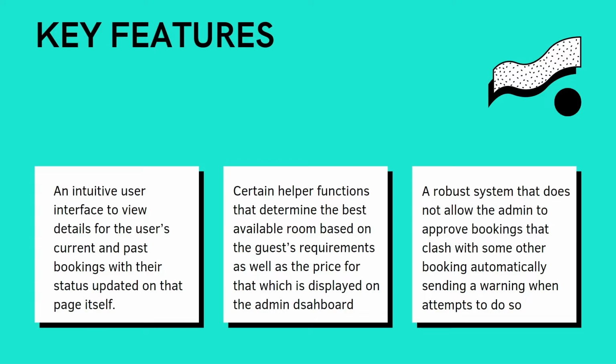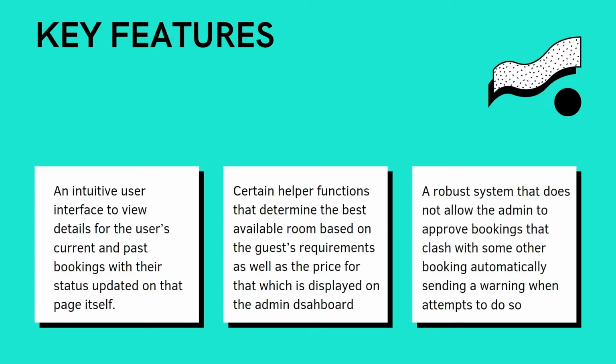Then I've created certain helper functions that determine the best available room based on the guest requirement as well as the price, which is displayed on the admin dashboard. So the admin really doesn't have to do anything. The system will assign a room tailored to that guest's need and also give the price for that. The admin just has to approve it, so he doesn't have to calculate the price himself or choose a room for the guest. That is something I've done.